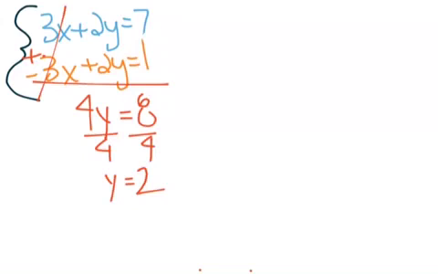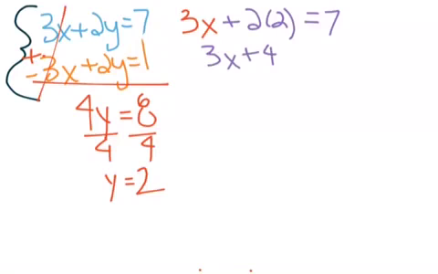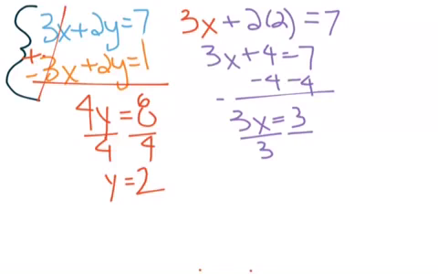So I'm going to do 3x plus 2 times 2 for y. I'm substituting in 2 for y. Equals 7. So we have 3x plus 4 equals 7. I'm going to subtract 4. Then we have 3x equals 3. Divide by 3. X equals 1. So the solution to this system is going to be (1, 2).